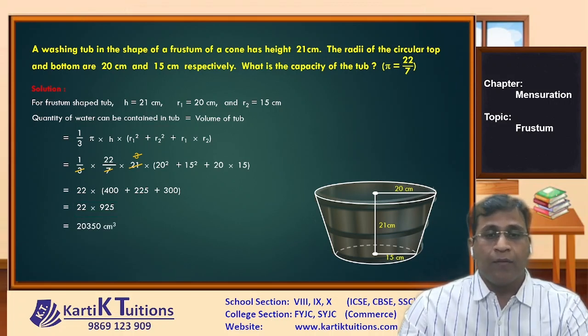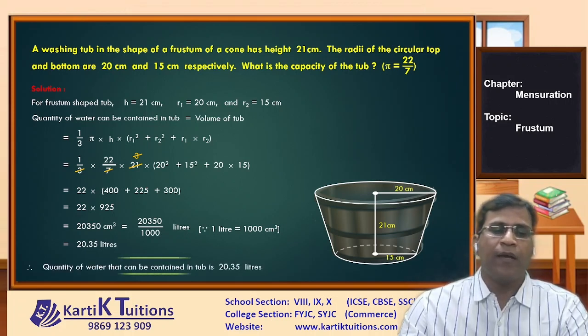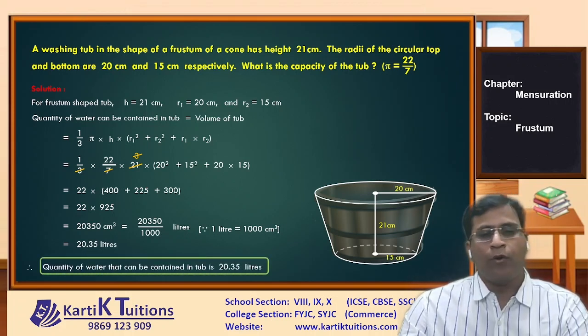Now again, they want us to find the capacity of the tub. So we have to convert into liters. So basically we'll divide it by 1000. Now when we do that, it will become 20.350 liters. So the capacity of the tub is 20.35 liters. I hope you understood this sum.